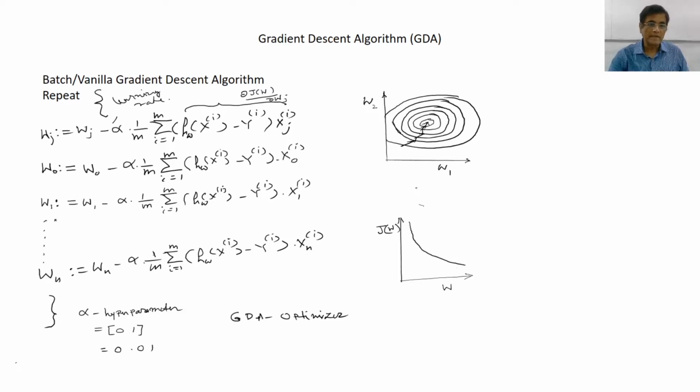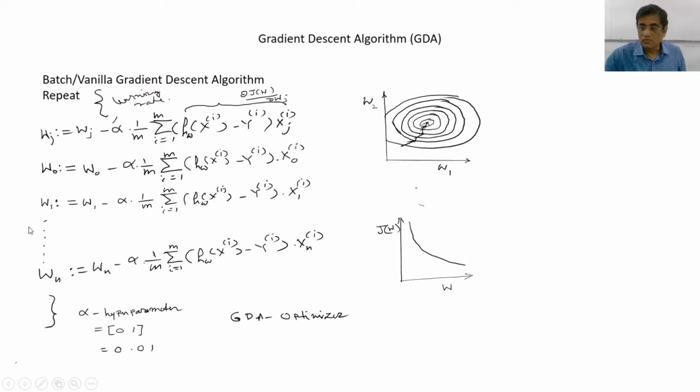Suppose there are n features, and with n features I have n plus 1 parameters, starting from 0. W0 is the bias, and as you know, x0 is a fictitious feature whose value is always 1. That's why we are keeping it separately. So if there are n plus 1 features, there will be n plus 1 parameters, and all the parameters within this loop have to be updated. This is the update rule, and this is the way it works.